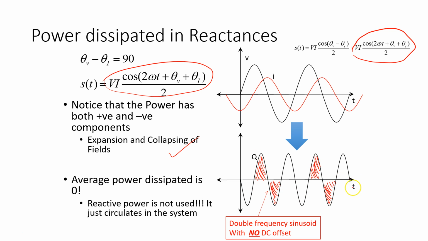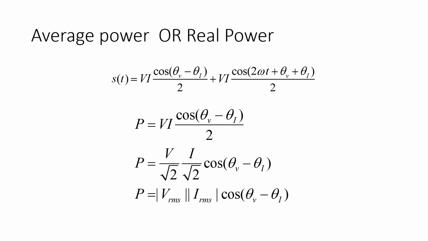So the average power dissipated by a reactor, that is a capacitor or an inductor, is zero. So it doesn't actually use power, it simply shifts the power in the system. So the reactive power just circulates in the system. It never actually gets dissipated. And this corresponds basically to the energy that is stored in the fields of the capacitors and inductors.